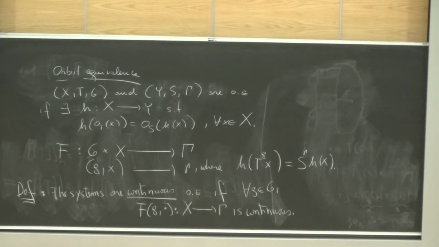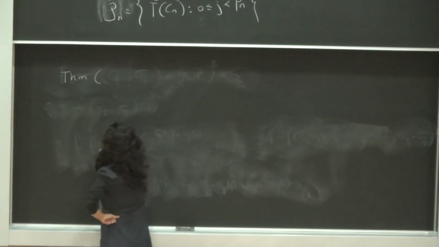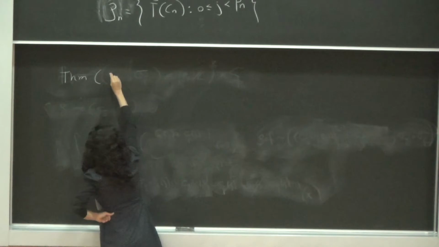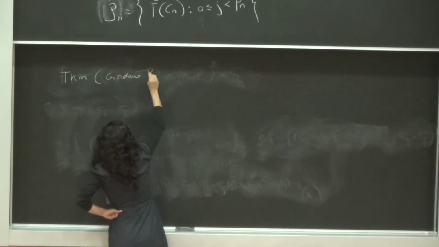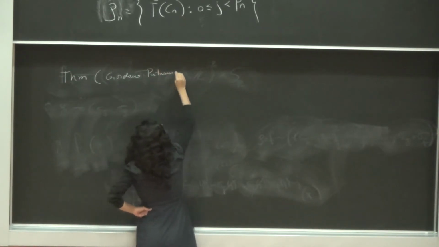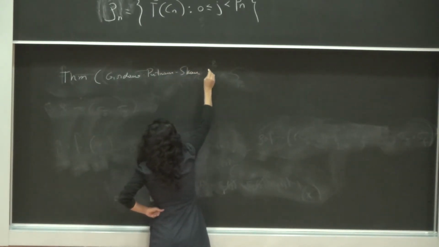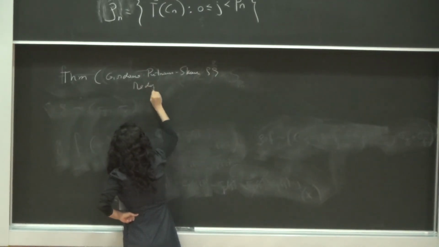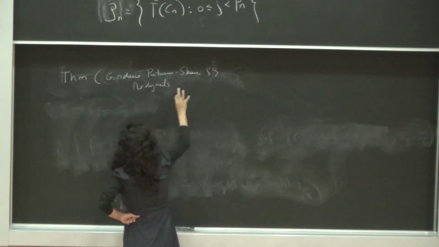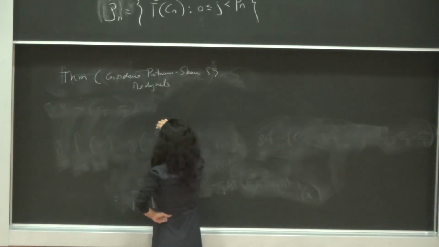Here I have to say this was shown for Z actions. The thing that I'm going to write here was shown for Z actions by Giordano, Putnam, and Skau, '99, I think. And for more general group actions, Matui, oh, I don't remember, 2011, I think.